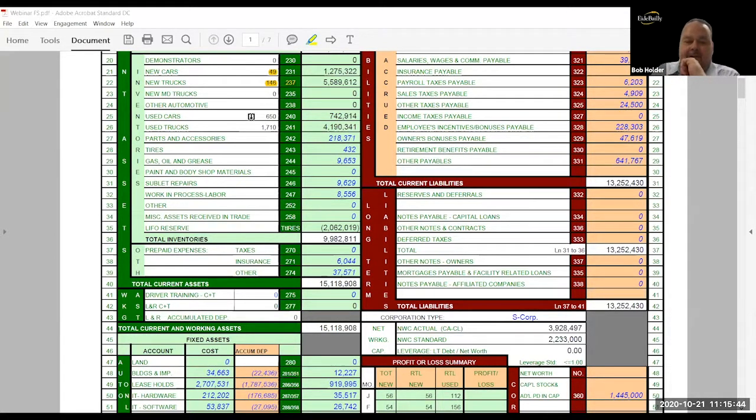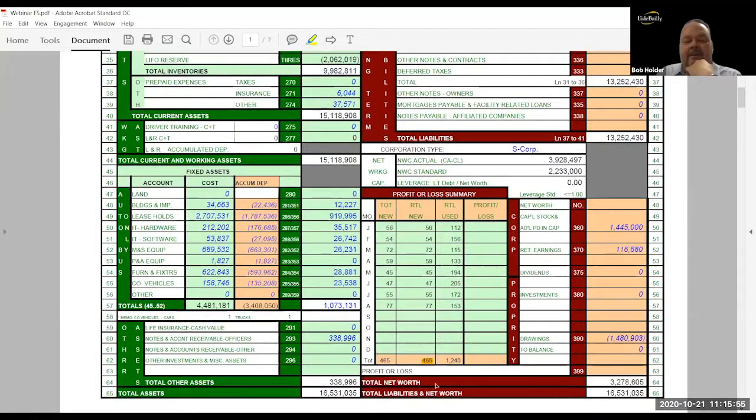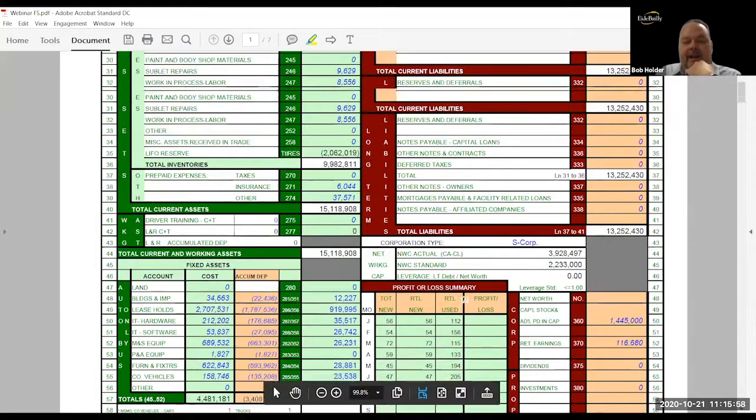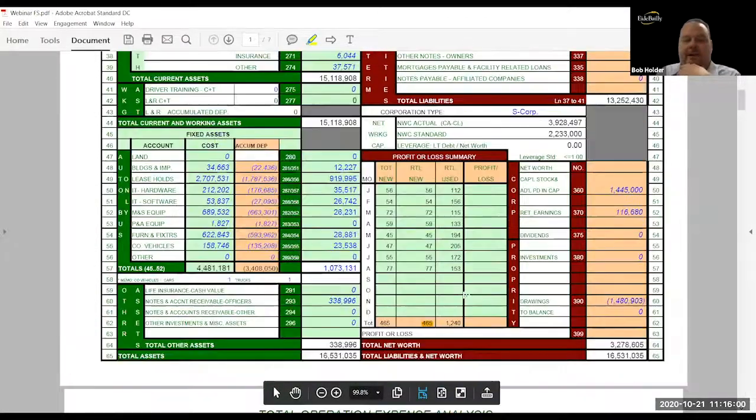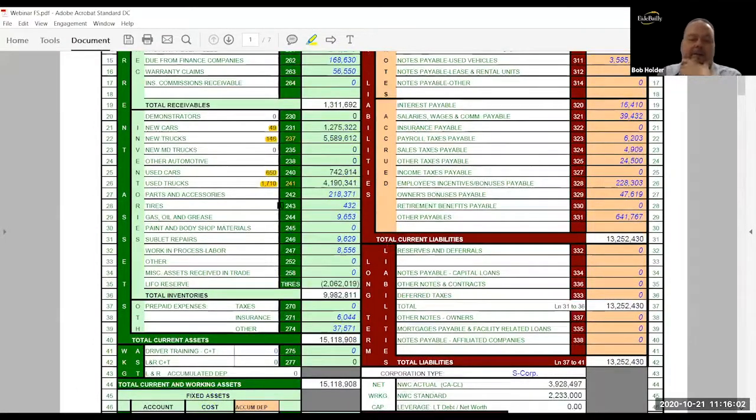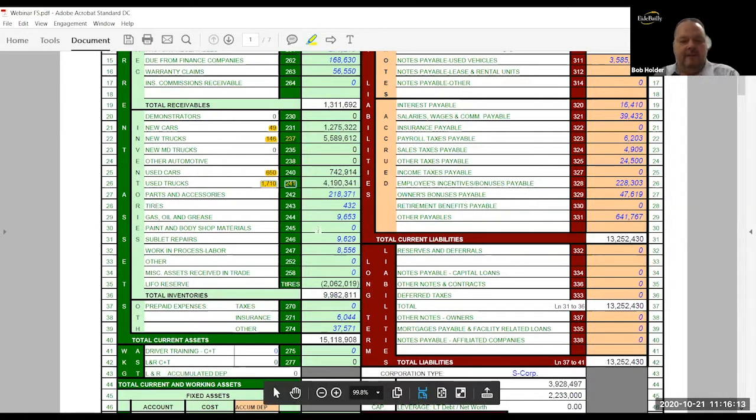And then you come down here to used cars, and here we have a problem, right? We have 650 used cars and 1,710 used trucks. Well, there's no way. I did the calculation on this, and based on their averages, they should have about 230 used vehicles in stock. So there's an issue here. We're going to talk about these later, but now I found a problem. So now we can go back and say, okay, why are we reporting 1,710 used trucks and 650 used cars?